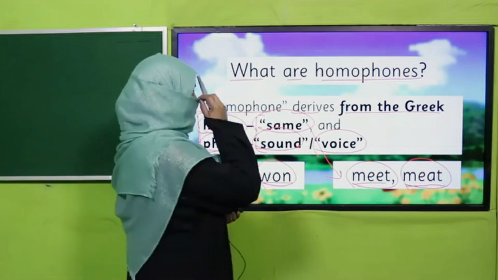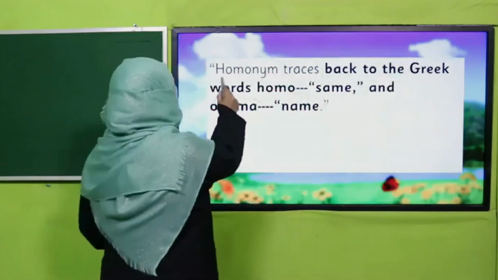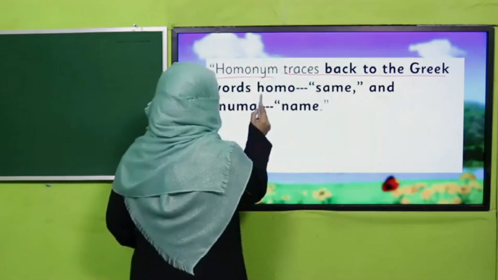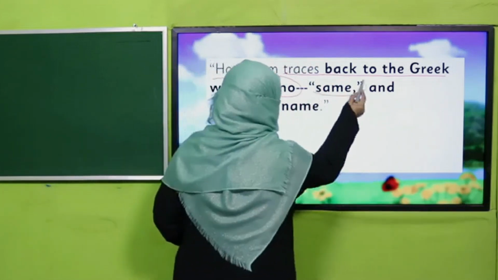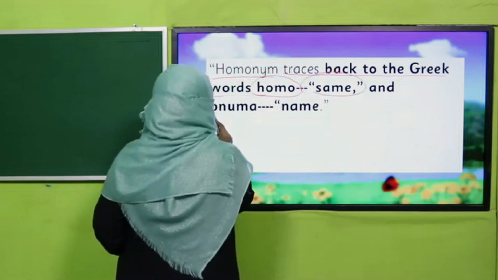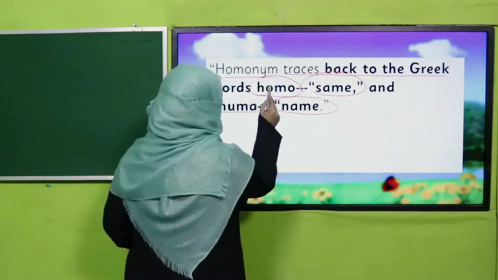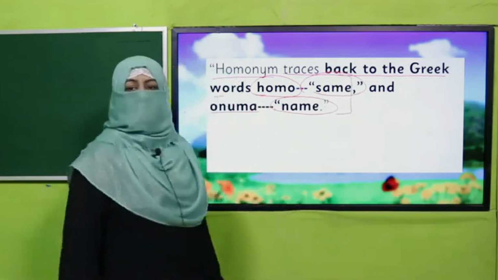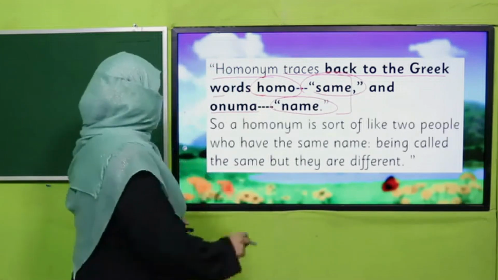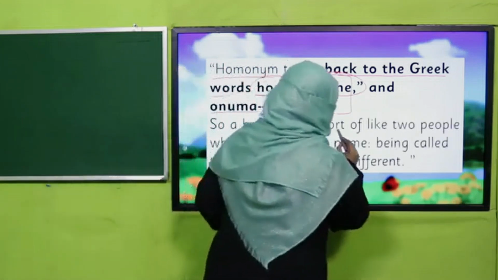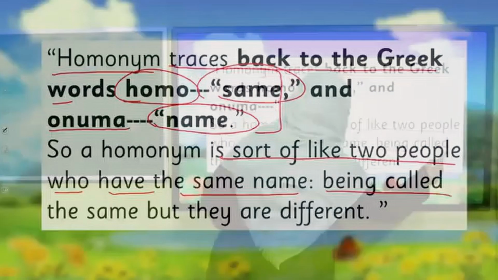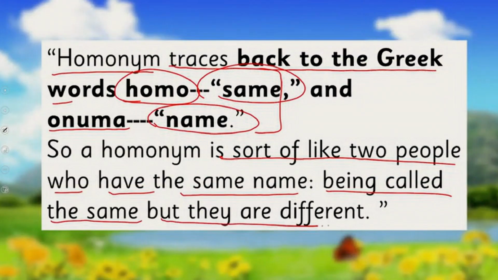All right. And what are homonyms? Homonyms trace back again to the Greek word homo, which we know means same, and onoma, which means name. So homonyms mean words which have the same name. It is like two people who have the same name being called the same, but they are different.